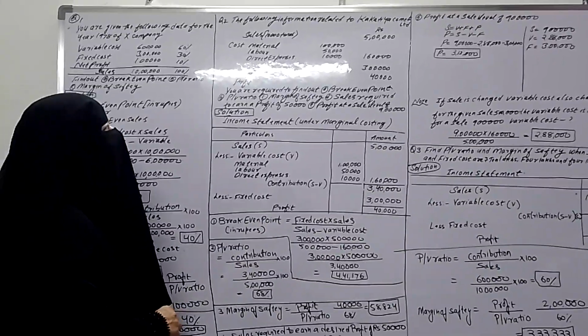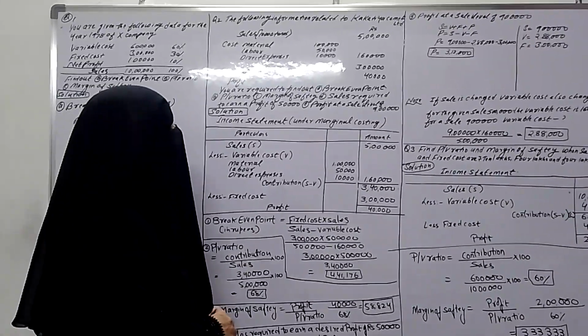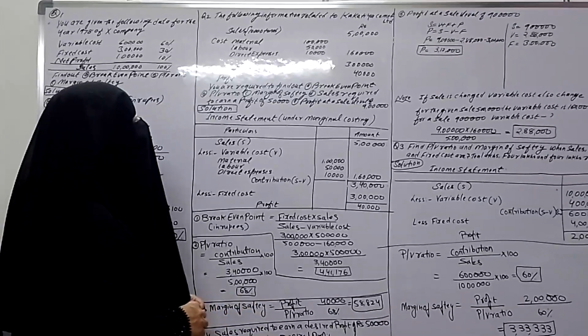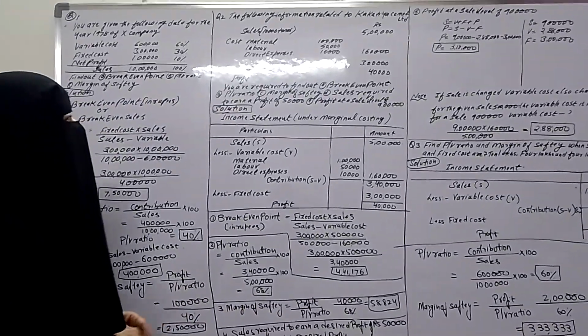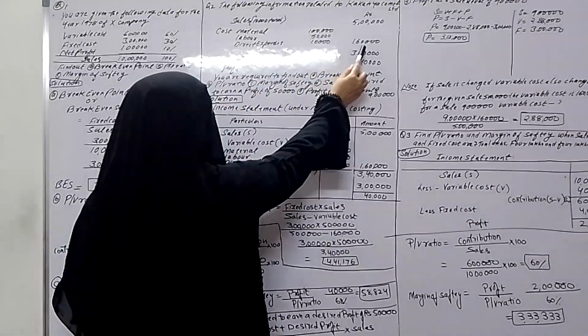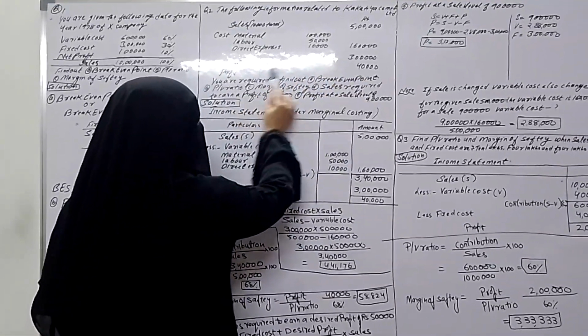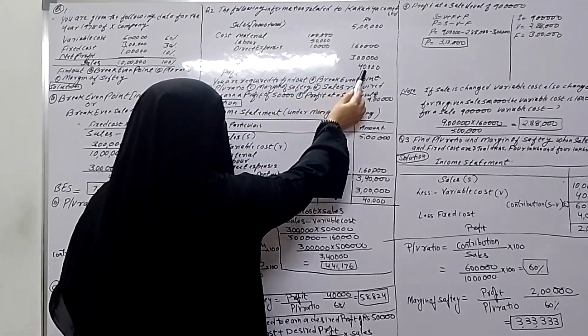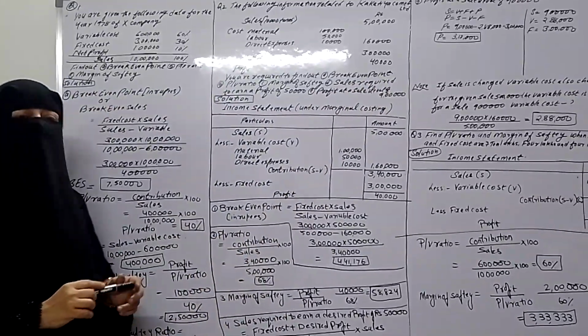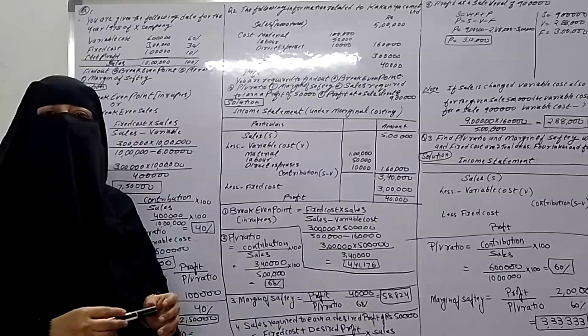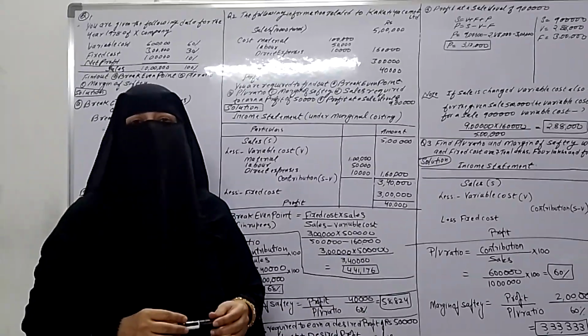Cost, under cost, material, labor, direct expenses. Material is 1 lakh, labor is 50,000, direct expenses is 60,000. Total is 1,60,000, and the fixed cost is 3 lakh. Profit is 40,000.